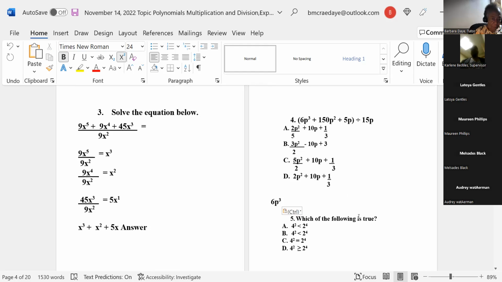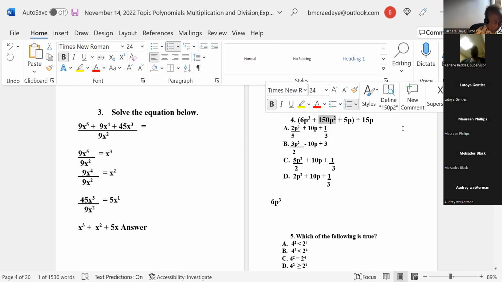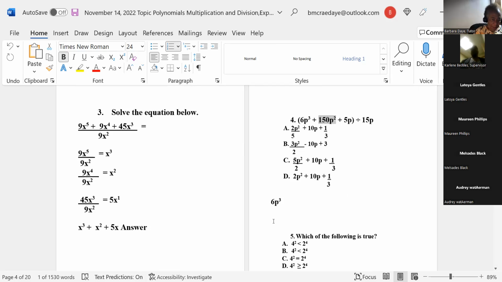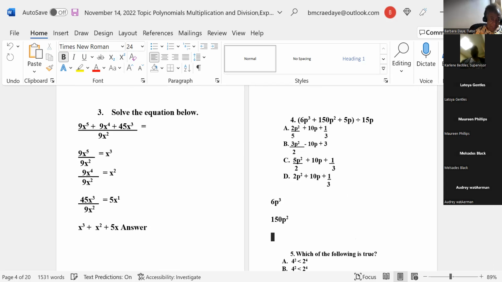Barbara, you want my answer? That's so fast. Give us a chance. Okay, Audrey, let's hold up for the ones who may not have done it. That's all right. Okay. So you got 150p to the second. Let's put that there. Each one of these will be divided by the 15p. And Audrey has her answers. So we have the 5p.